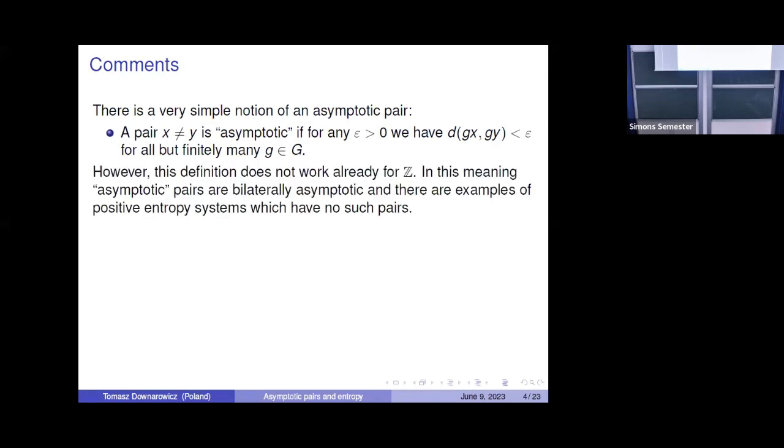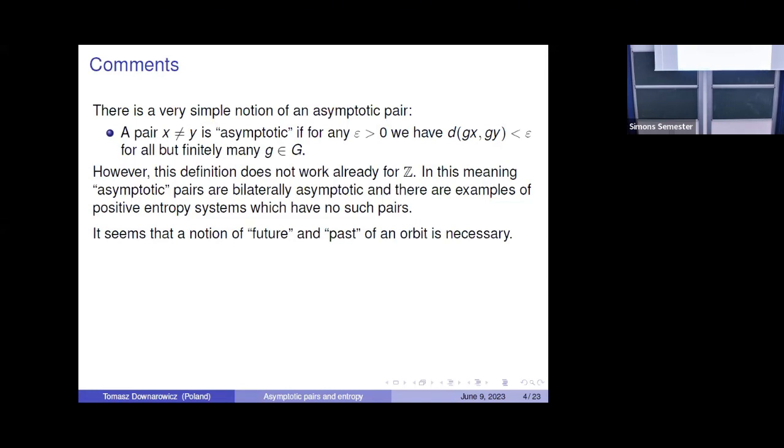But this definition is not good even for Z actions, because for Z actions, that means that the pair is asymptotic both forward and back. And there are known examples of systems with positive entropy which do not have such pairs. Actually, there is a whole story of bilaterally deterministic systems. I'm not going into details, but this definition is out of the question for trivial reasons.